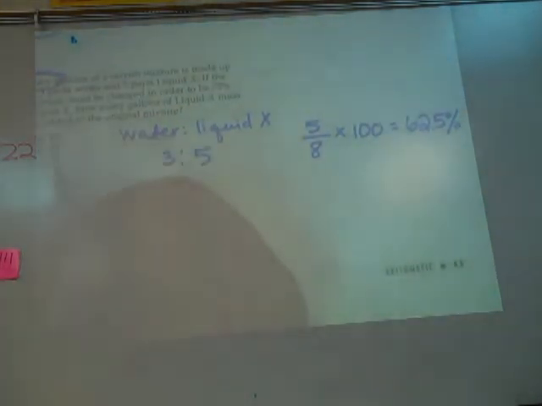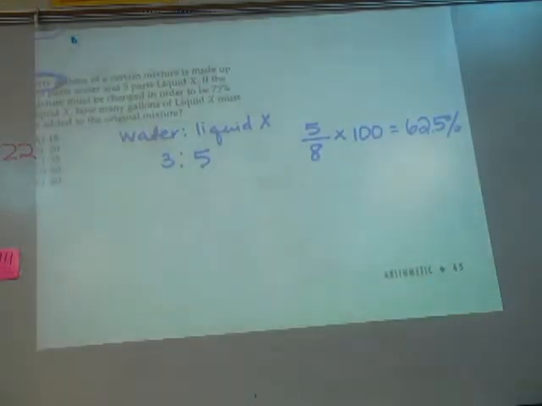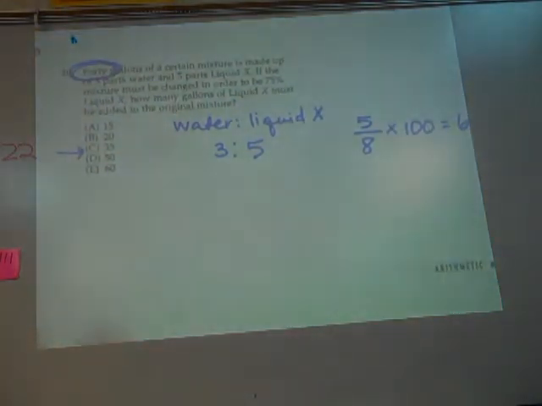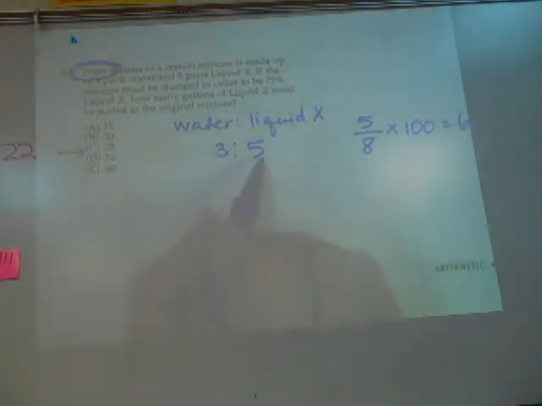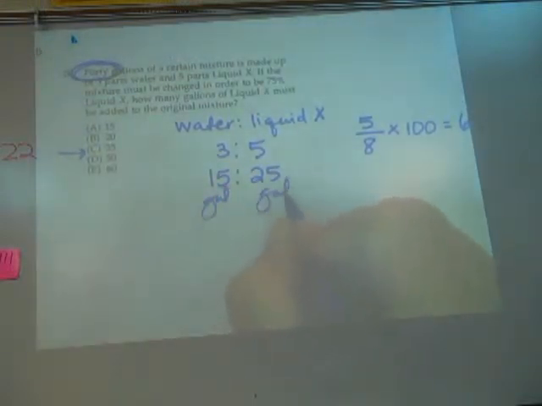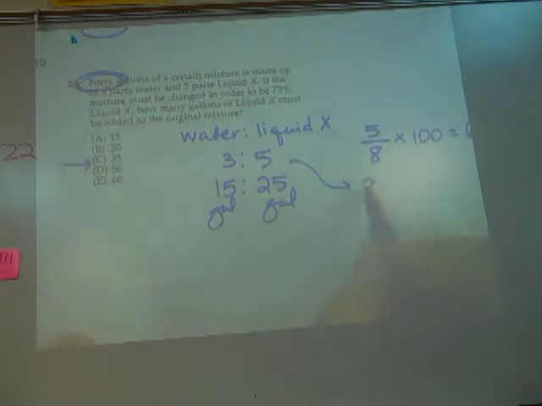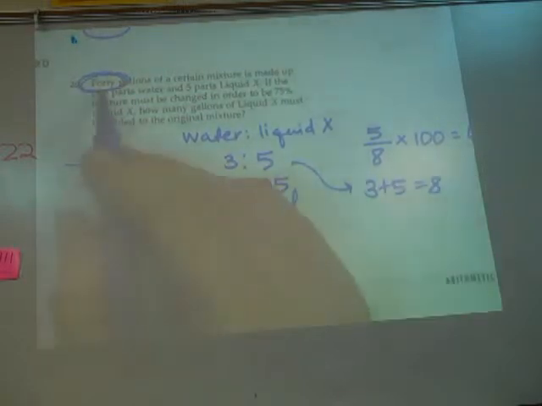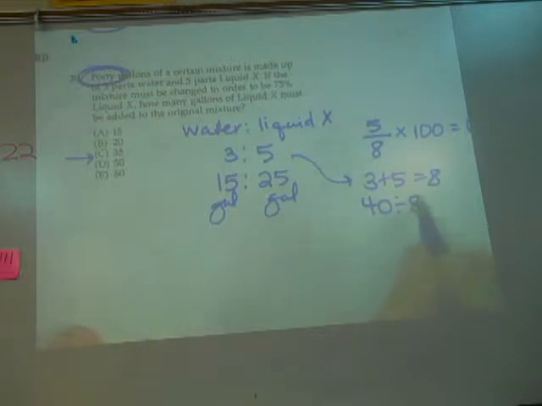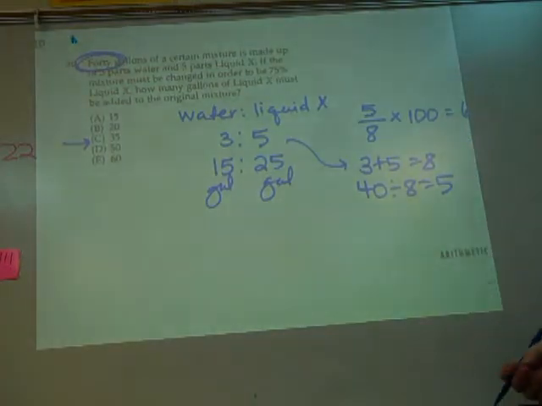Okay, so we start with 40 gallons of this mixture, which means that we're starting off with how much of each one? If the ratio is 3 to 5, we add those together, that's 8, right? And divide into 40. So 15 and 25, right? Right now we have 15 gallons of water and 25 gallons of liquid X. Remember the steps for figuring out the actual amounts. You add these together, 3 plus 5 is 8, and then you divide the total by that number. So we do 3 times 5 and 5 times 5. That tells us how much we actually have of each one.